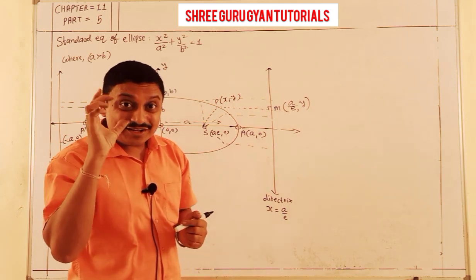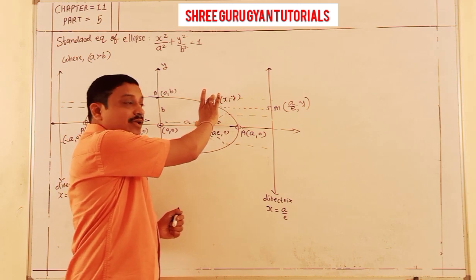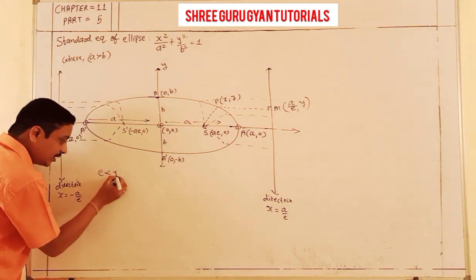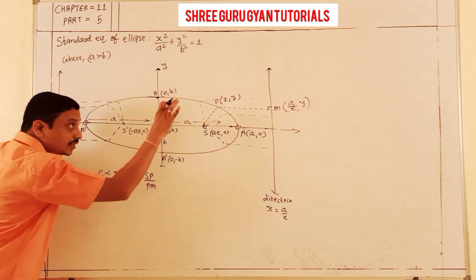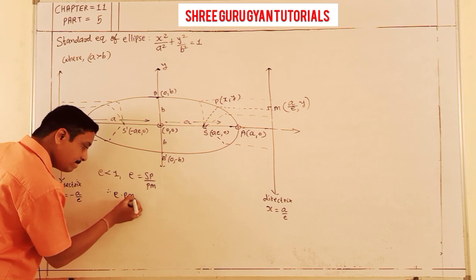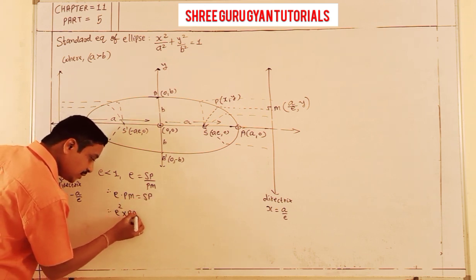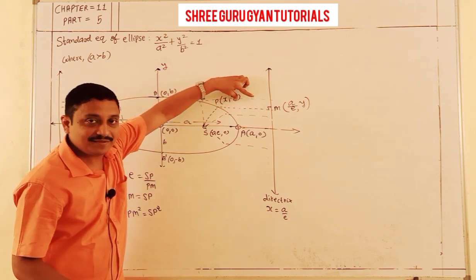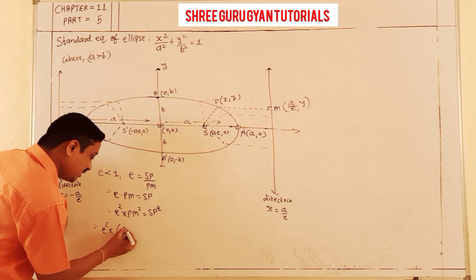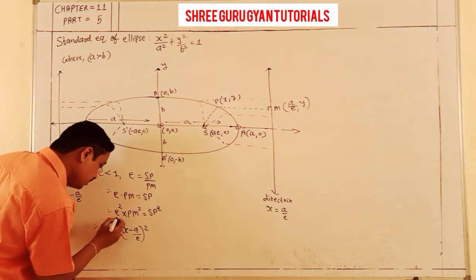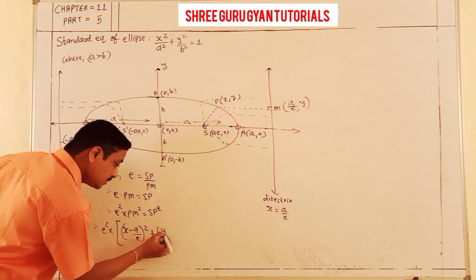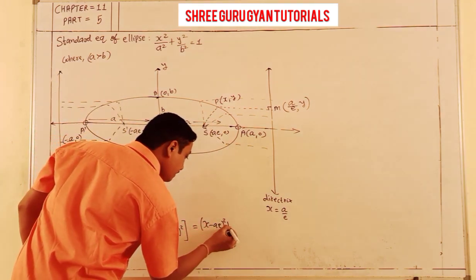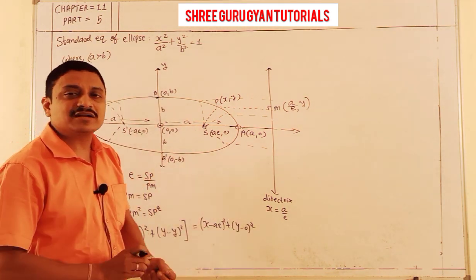Okay, and what is eccentricity? The ratio of SP to PM is exactly e, and that is less than 1. So here, students, eccentricity e is less than 1, and e is SP upon PM. So e into PM, take the square: e square PM square is SP square. Now use the distance formula for PM: x minus a by e whole square plus y minus y whole square. Similarly for SP: x minus a whole square plus y minus 0 whole square. Now start the simple expansion.